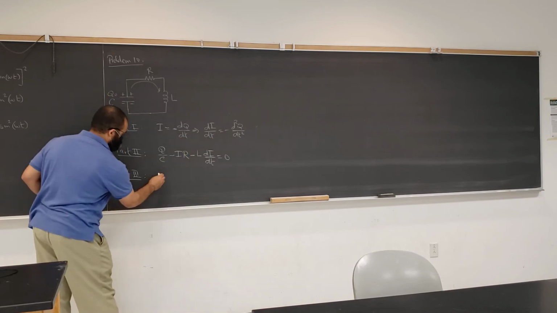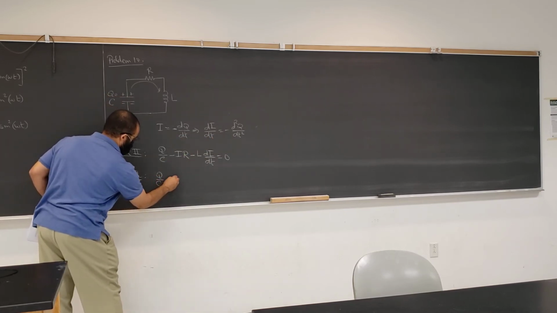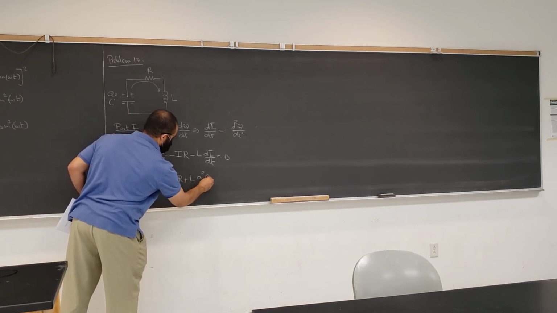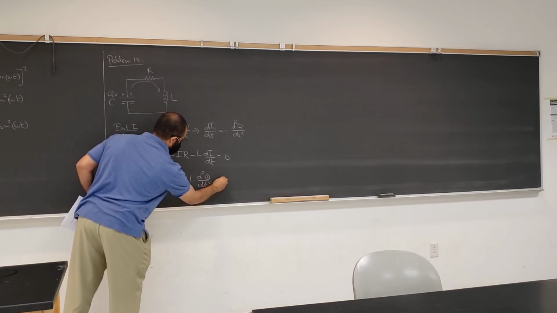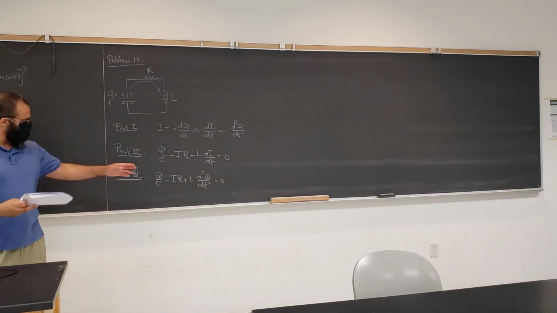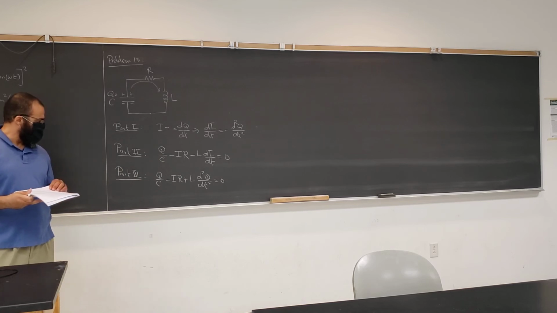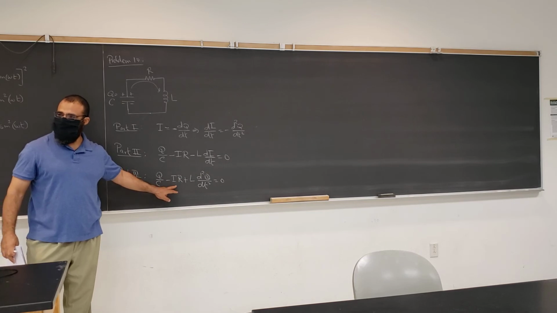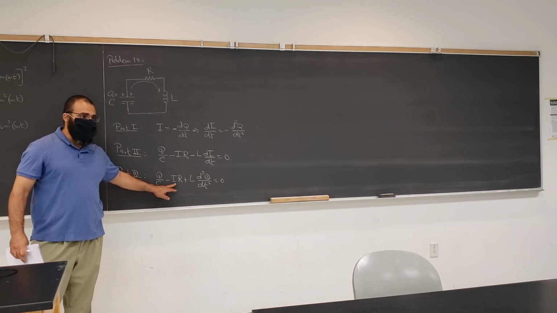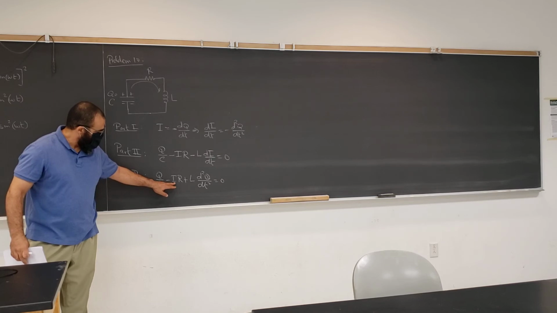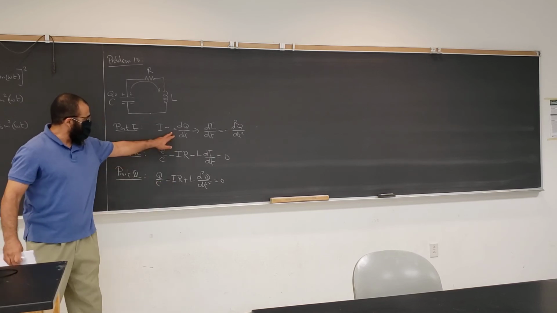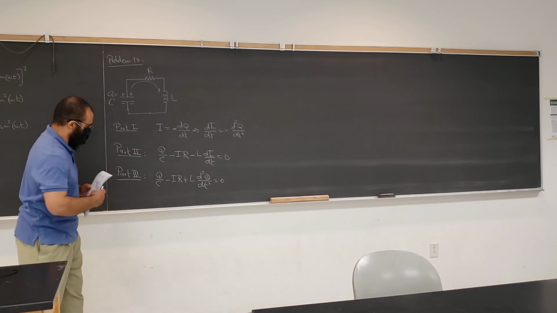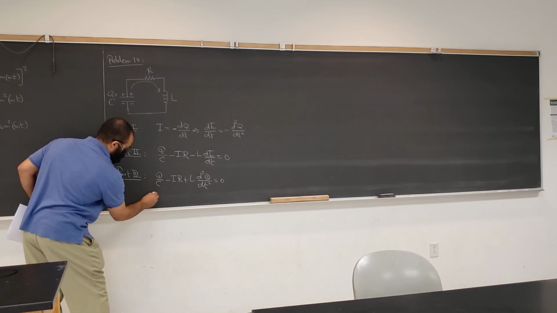So you will get Q over C minus IR plus L times the second derivative of Q with respect to time equals 0. They probably would organize it from the highest derivative to the lowest. And then the current here, we need to replace by dq dt, sorry. The current is minus dq dt, right? So negative current would be positive dq dt. So let's do it here also.